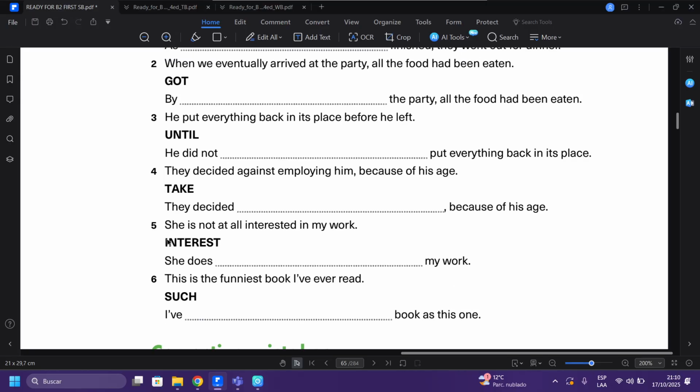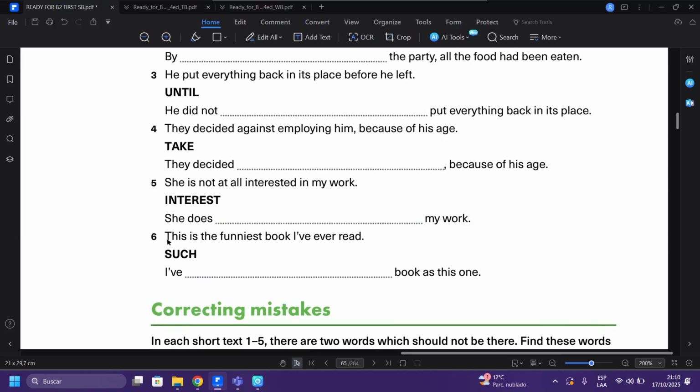Okay, next one, number four. They decided against employing him because of his age, because I guess he was older. Do you remember the phrasal verb that means employ someone that we learned? It was take on. That is the phrasal verb that we have to use here.